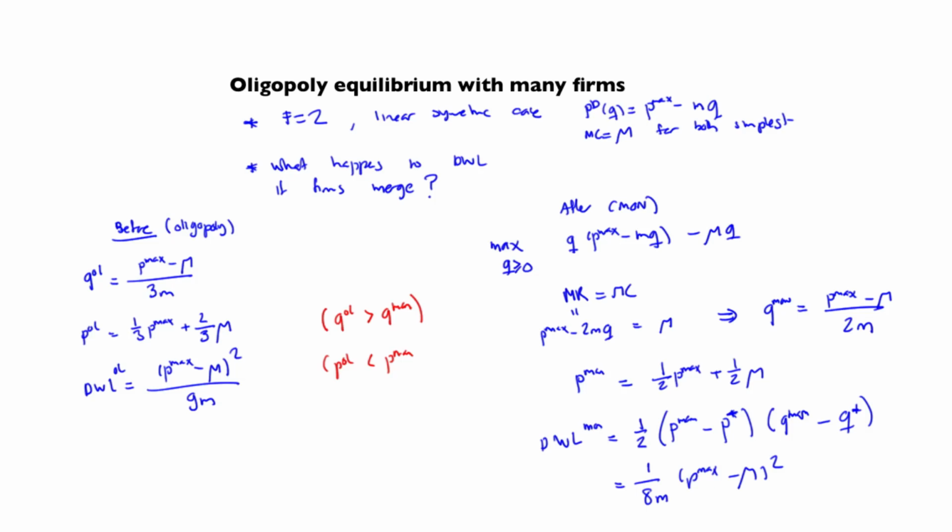Okay? So what do we have? We have that if you move from oligopoly to monopoly, you increase the deadweight loss. Surprisingly, not by as much as you would expect in the case of an oligopoly with two firms as opposed to monopoly, but it goes up nevertheless. So it's not good for efficiency.